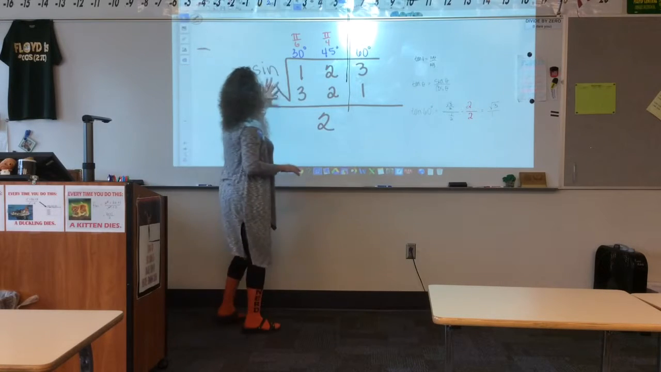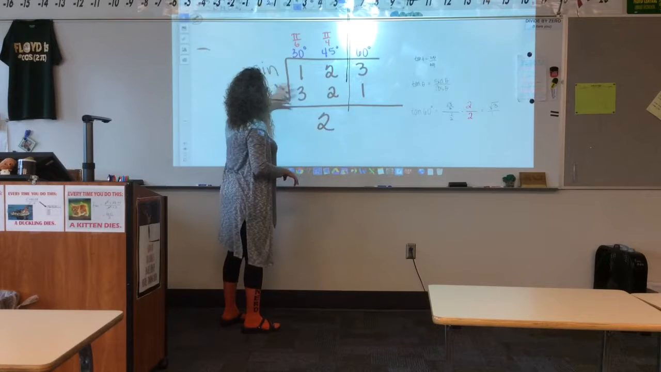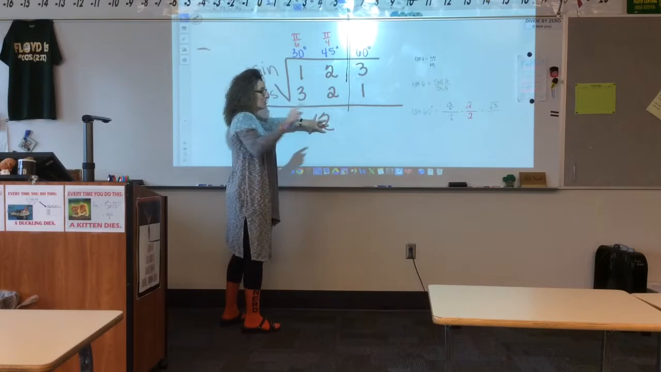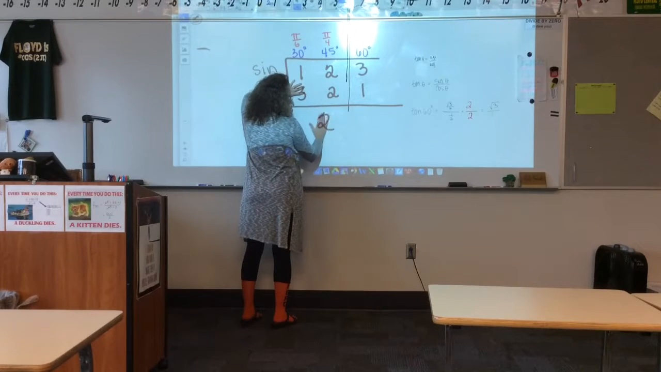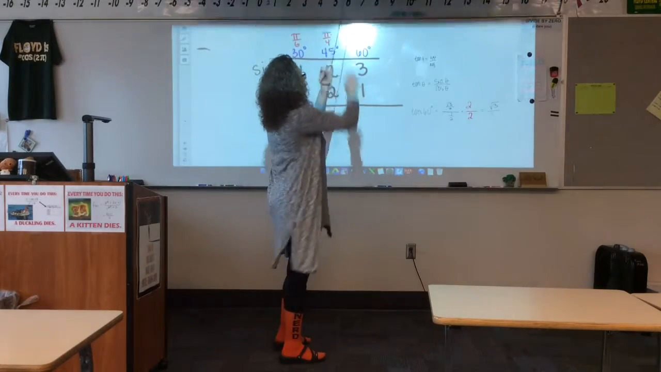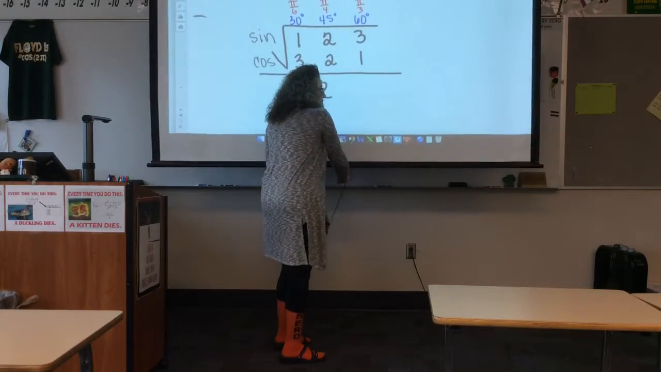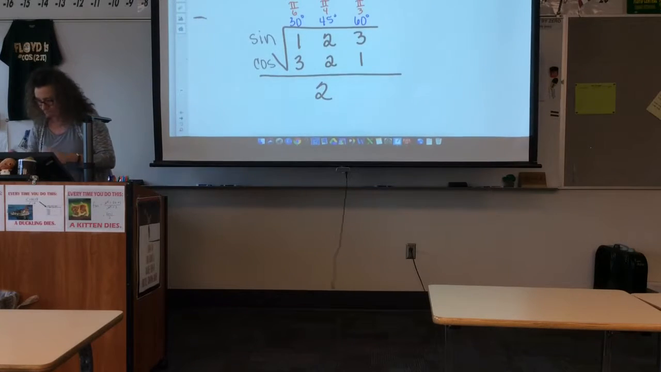So table, it's pretty straightforward. Sine, it's radical these over this. Cosine, it's radical these over this. Tangent, it's radical these over radical these. You don't need the 2 for tangent. All right, that's one of the tricks. Here's the next trick.